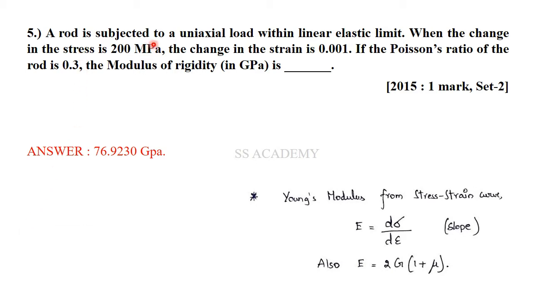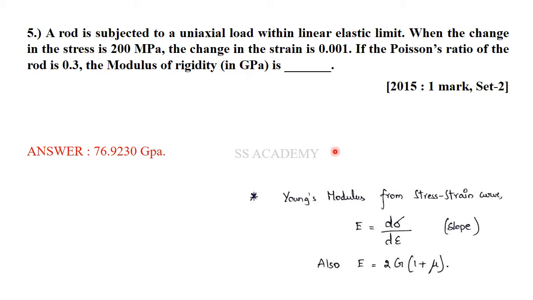A rod is subjected to a uniaxial load within linear elastic limit. When the change in the stress is 200 megapascal, the change in the strain is 0.001. If the Poisson's ratio of the rod is 0.3, the modulus of rigidity is? They have asked G by giving the values of Poisson's ratio and the change in stress and change in strain.